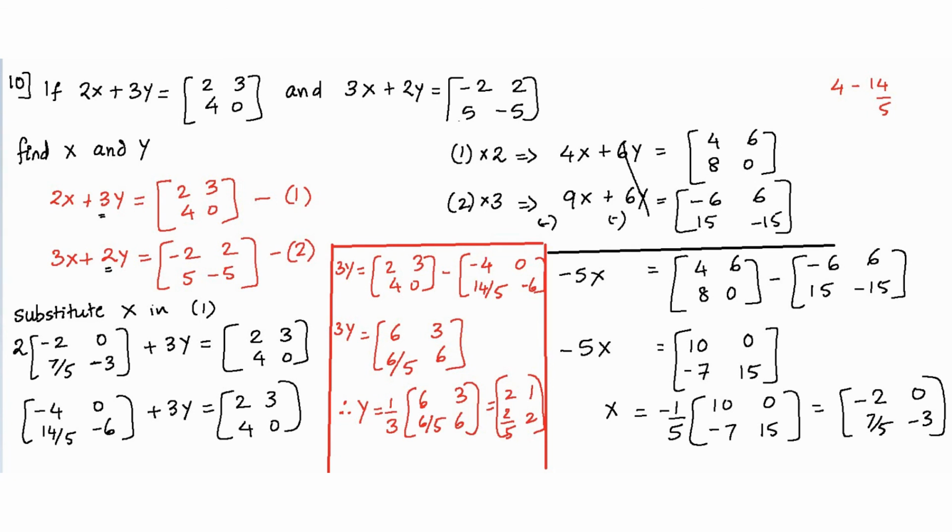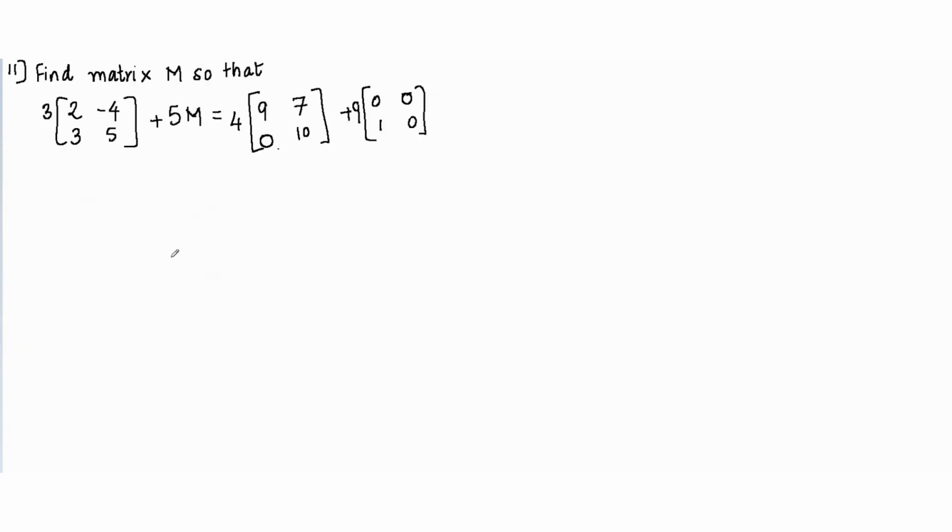Okay, moving on to the next question. So this is the last question in this particular segment. We have to find the matrix M so that this equation holds true. So what I'm going to do is, I see that every matrix is getting multiplied by a scalar. So let us simplify that part first.